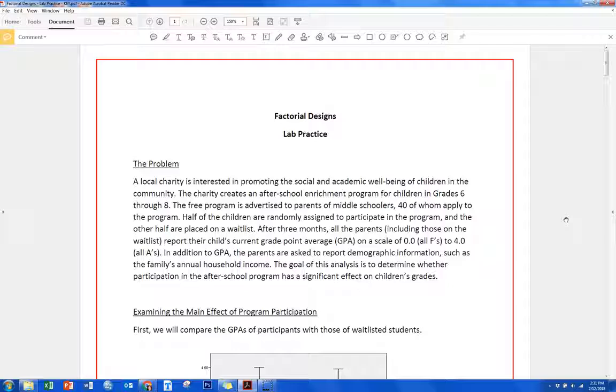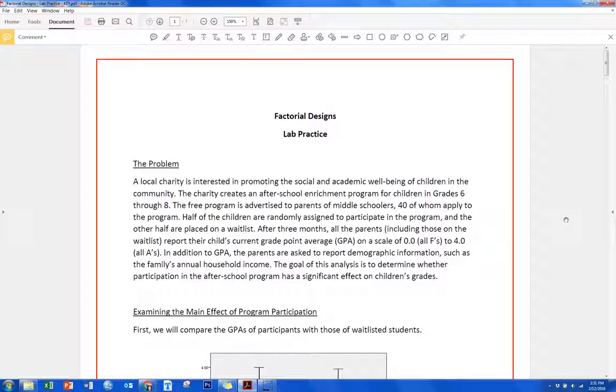The free program is advertised to parents of middle schoolers, 40 of whom apply to the program. Half of the children are randomly assigned to participate in the program, and the other half are placed on a wait list. After 3 months, all of the parents, including those on the wait list, report their child's current grade point average on a scale of 0, which would be all F's, to 4, which would be all A's. In addition to GPA, the parents are asked to report demographic information, such as the family's annual household income.